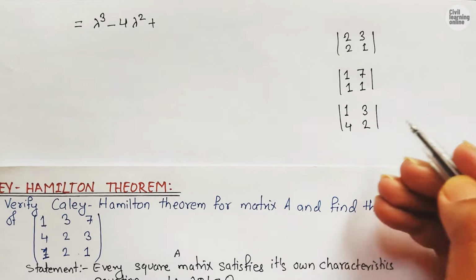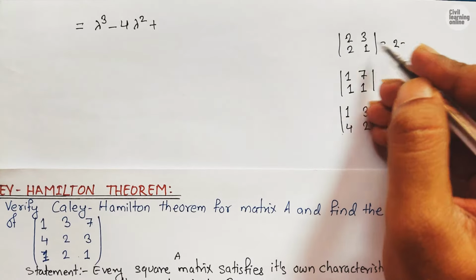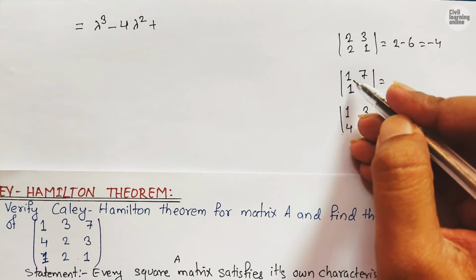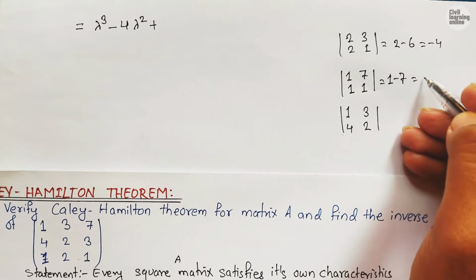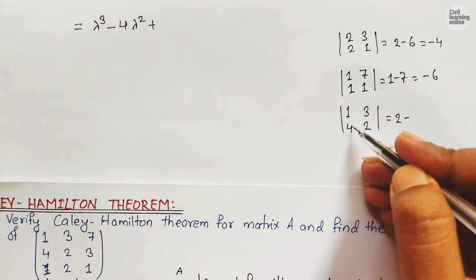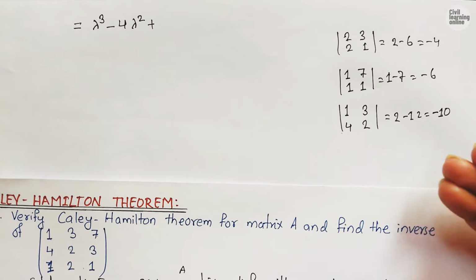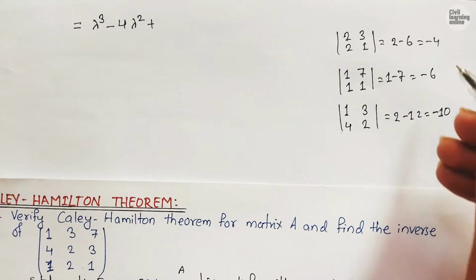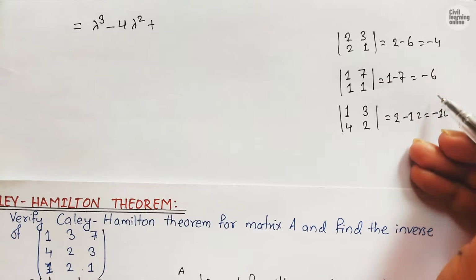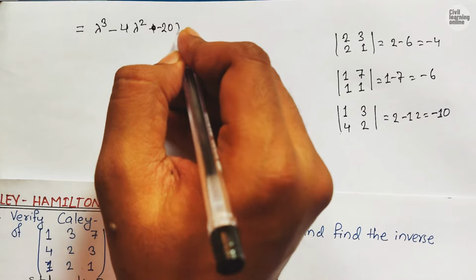And now what we need to do is multiply. So 2 times 1 is 2, minus 3 times 2 means minus 6. We will have here minus 4. Similarly, we have 1 minus 7, minus 6. Similarly, we will have here 1 times 2 is 2, minus 4 times 3 is 12, means we will have here minus 10. So the sum of minors of the diagonal elements is going to be minus 10, minus 6, minus 4. Sum means minus 20. So we will have here minus 20 lambda.